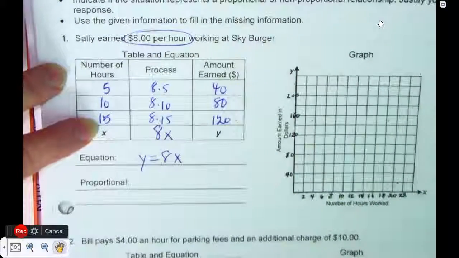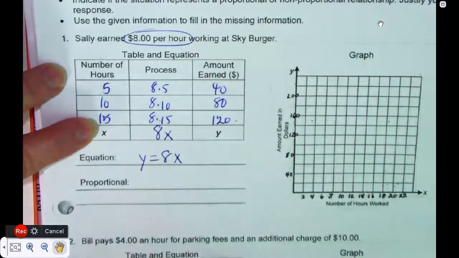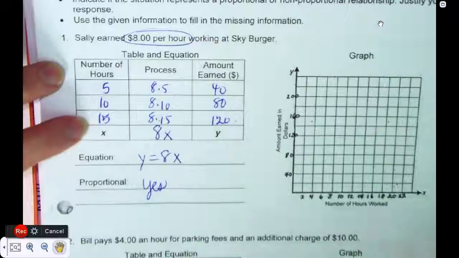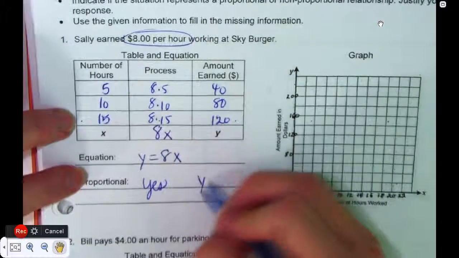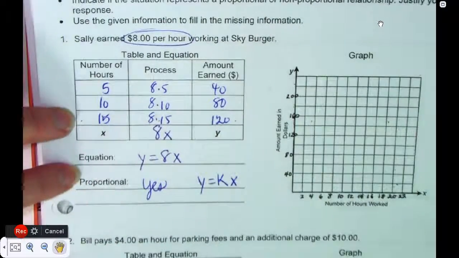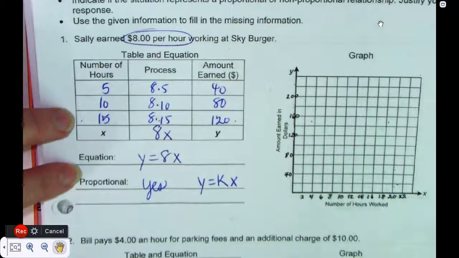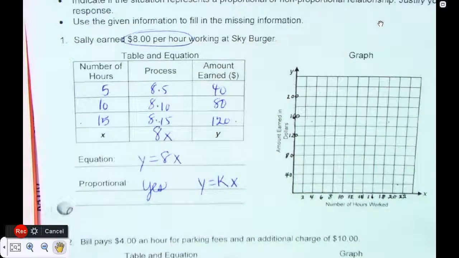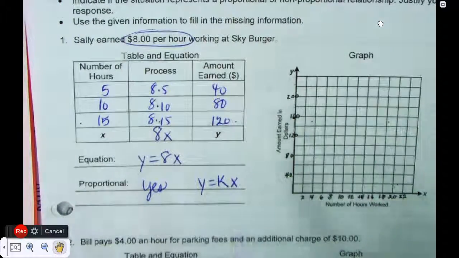Hey, do we know if it's proportional or not before we ever graph? Yes. Why? It's in this form right here. It's in the y equal kx form. It doesn't have a y-intercept. Well, it does, but what's the y-intercept? 0. Good. Plus 0. So your y-intercept is 0. It's in this form.